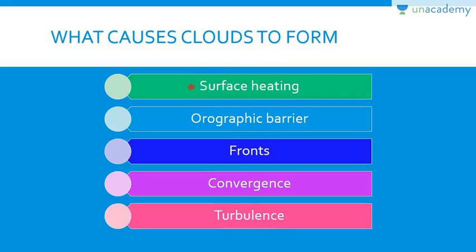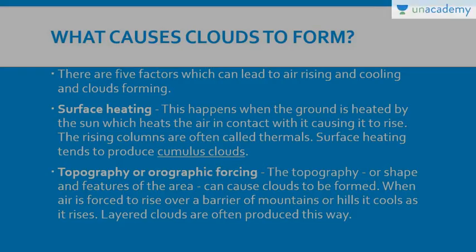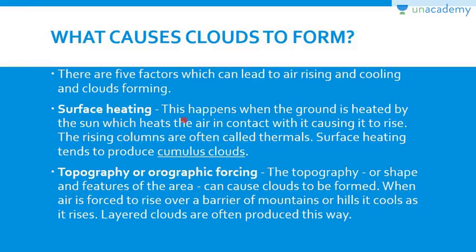Now, what causes clouds to form? Either surface heating, orographic barrier, fronts, convergence, turbulence. Right? Now, let's discuss each in detail. First is surface heating. Right? These are the five factors which lead to air rising and cooling, and then the clouds form. So, first is surface heating.